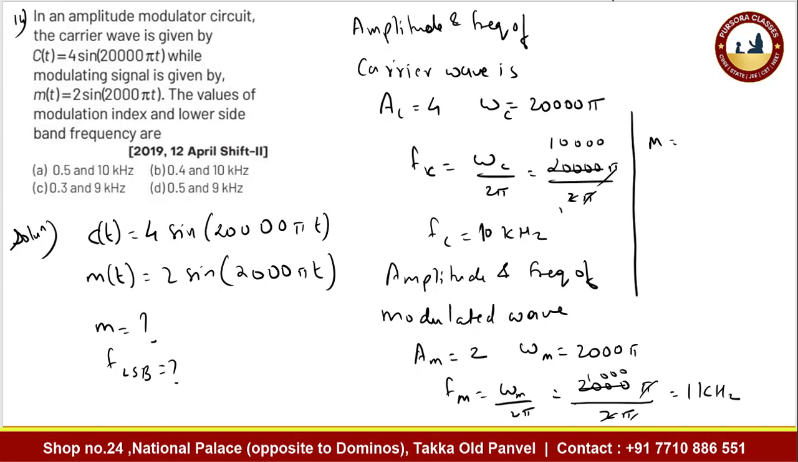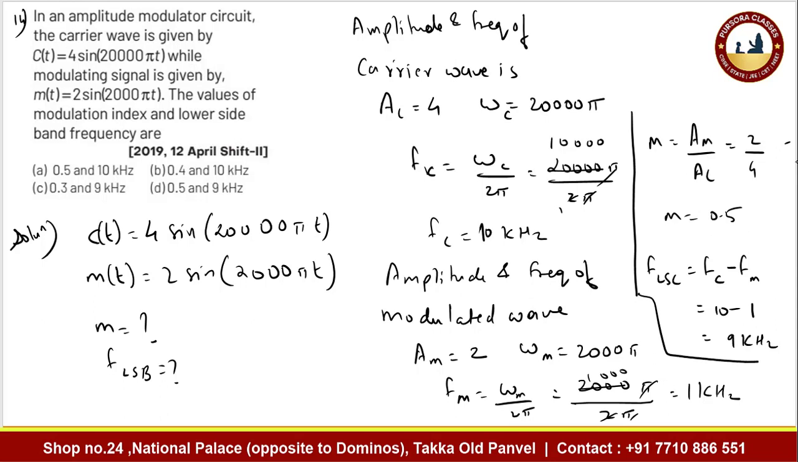So the modulation index is AM upon AC, that is 2 by 4, so that is 0.5. Modulation index 0.5, and frequency of lower sideband is FC minus FM. So that is 10 minus 1, that is 9 kilohertz. So 0.5 and 9. The correct option is D. So I hope you have understood, students.